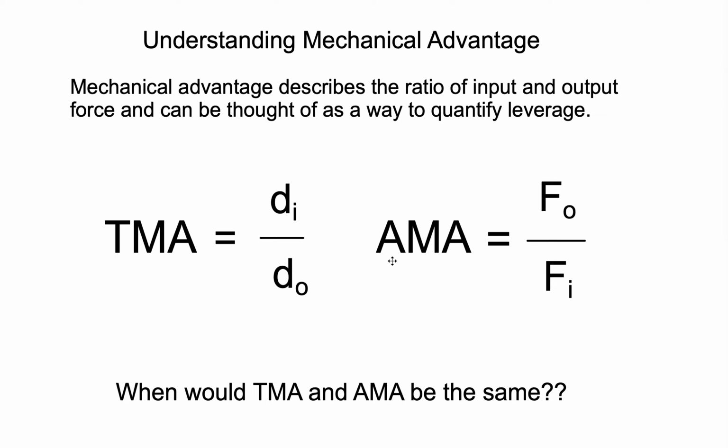Then AMA is actual mechanical advantage. And that tells you, even with friction, how much your force was actually increased by. So that would be the output force divided by the input force. If the output force is twice as big as the input force, it doubled my force. If the output force is 3 times as big as the input force, it tripled my force.